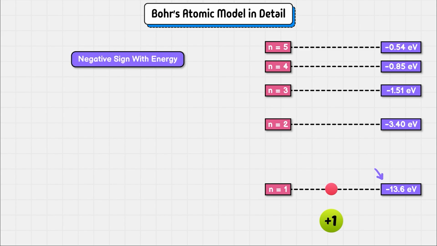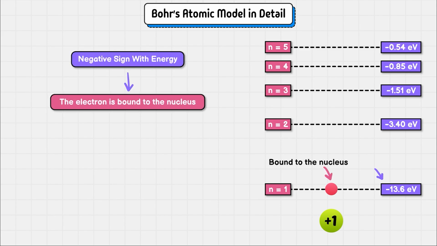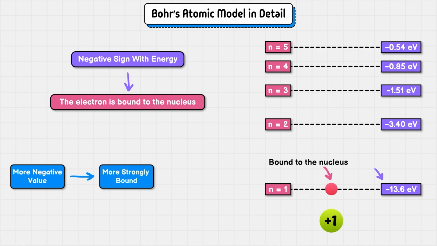Then the negative sign with the energy value indicates that this electron is bound to the nucleus. The more negative energy an electron has, the more strongly it is bound to the nucleus, and the more stable it will be. The orbit closest to the nucleus has the most negative energy. As a result, electrons in this orbit are the most strongly bound, and therefore the most stable.